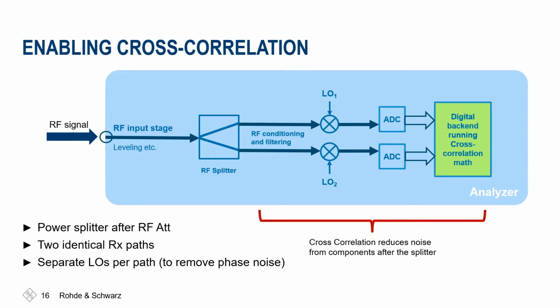How does this work? You have a 2-path structure, so you can enable cross-correlation. So you use 1 signal path, but you use 2 receive paths. So you have a splitter and 2 identical receive paths. So 2 local oscillators, 2 ADCs, 2 amplifiers, whatever. The signal is the same in the two paths, but the noise contribution of the local oscillators, ADCs and whatever, is not correlated. And so cross-correlation helps you to get rid of the inherent noise of the instrument.